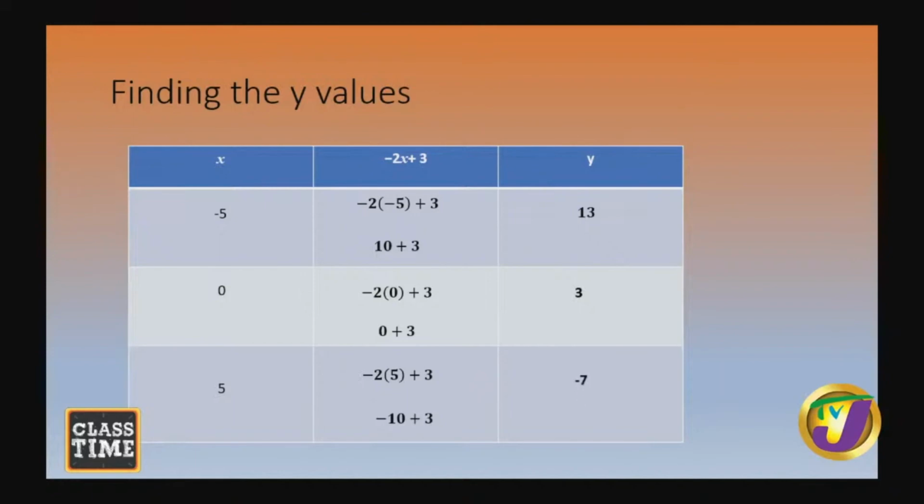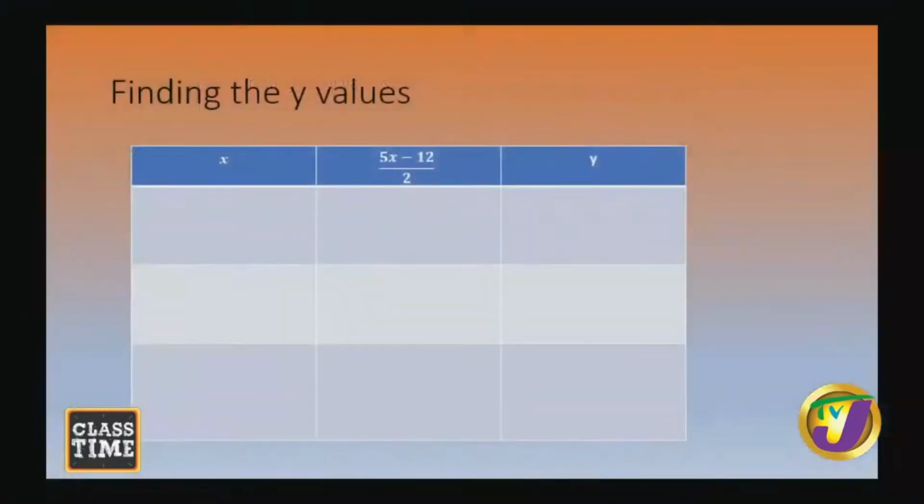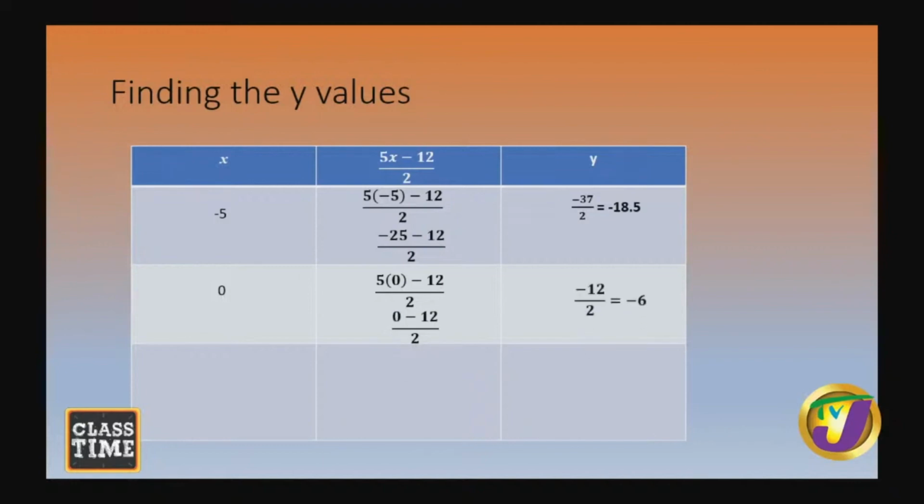All right, so that's the first equation. Let's look at the second one. We're using the same x values, so -5. It would be 5 times -5 minus 12, all divided by 2. We get a y value of -37 divided by 2, which is -18.5. Using 0 gives us 5 times 0 minus 12, all divided by 2, which would give us -6.